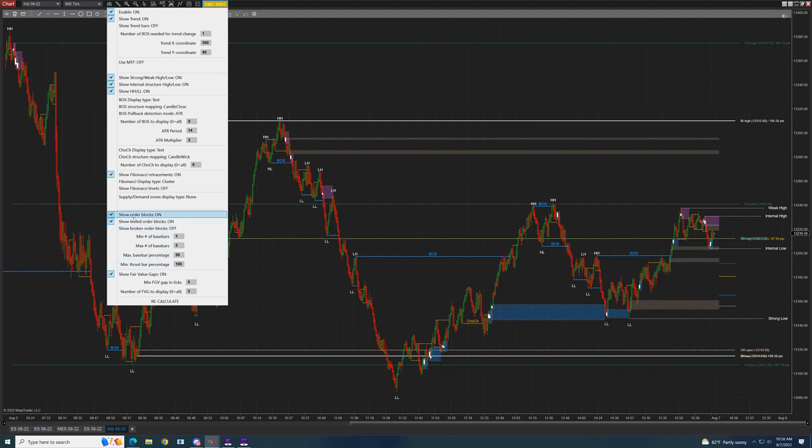Let's keep that as it is. So we'll keep these 1 and 5. So we'll keep those numbers as they are with 50, 100. Again, those are good. Let's go to the break of structure and the supply and demand zones.